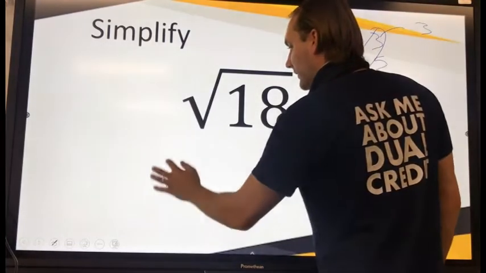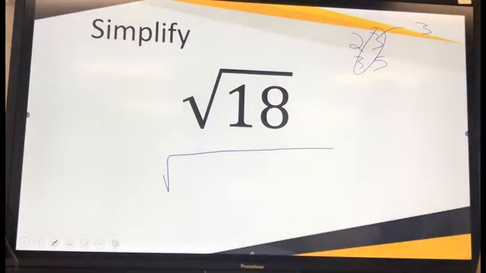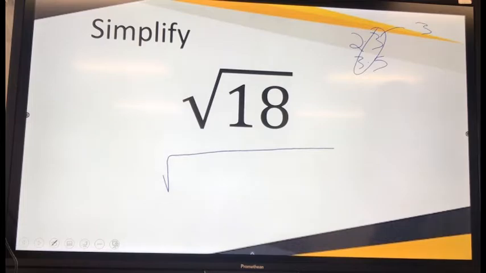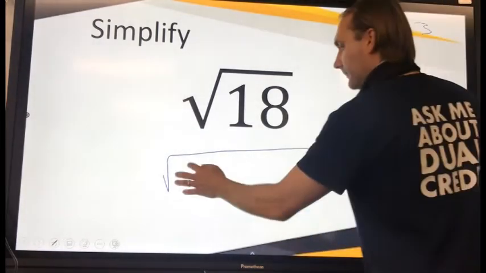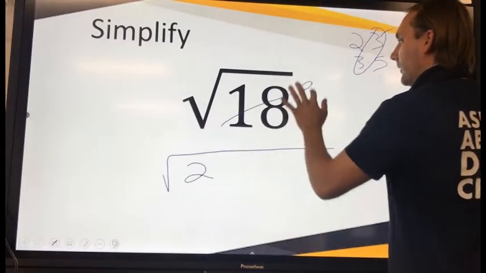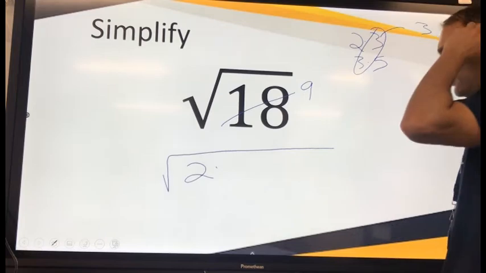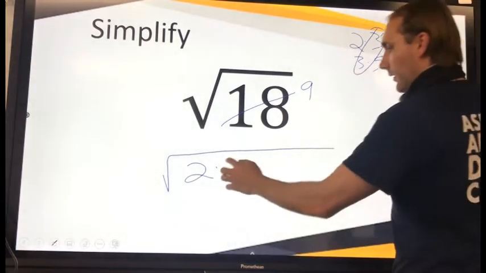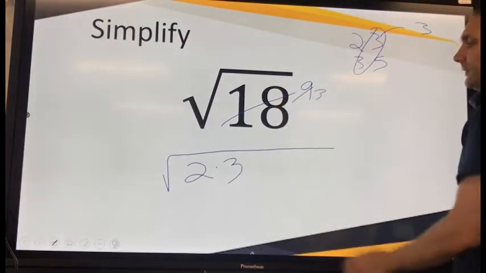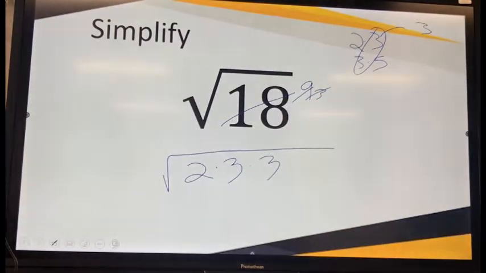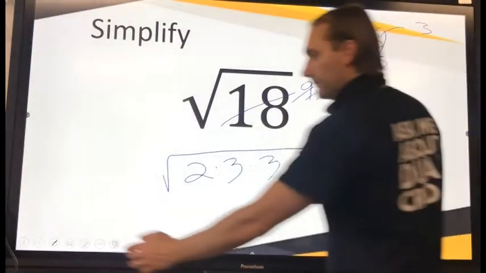So I want to take 18 and break it down into its prime multiples. Primes: 2, 3, 5, 7, 11. We'll start with 2. Does 2 go into 18? Yes. How many times? 9 times. Does 2 go into 9? No. All right, we'll move on to the next. Does 3 go into 9? Yes. 3 goes into 9 3 times, and 3 is prime. So 18 breaks down into 2 times 3 times 3.